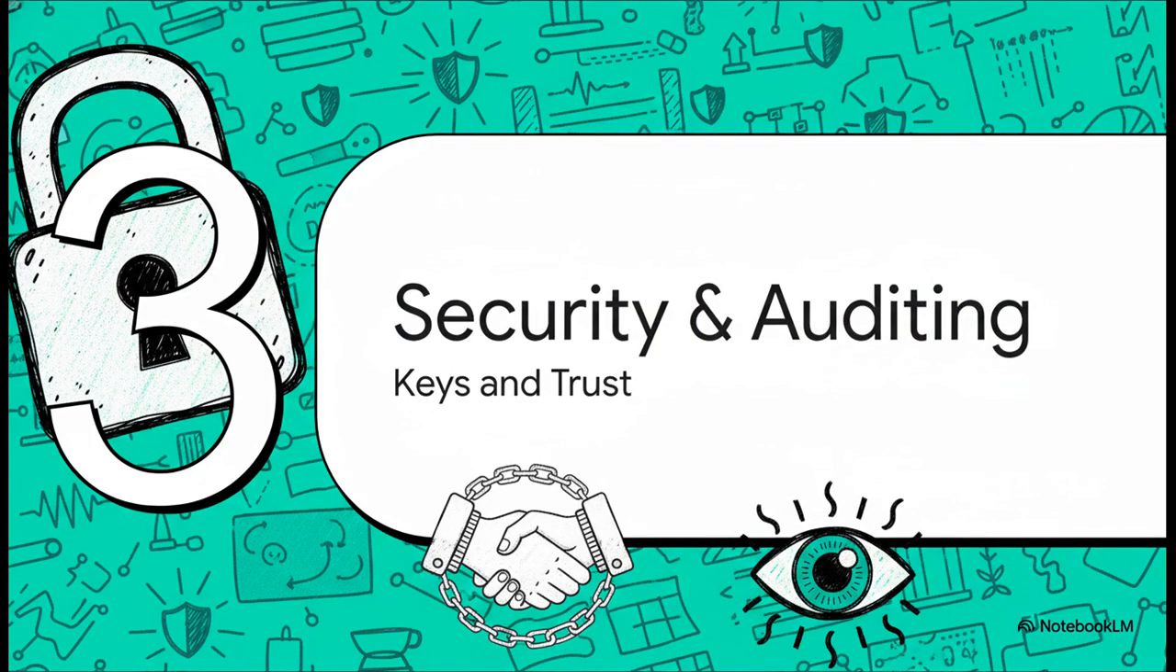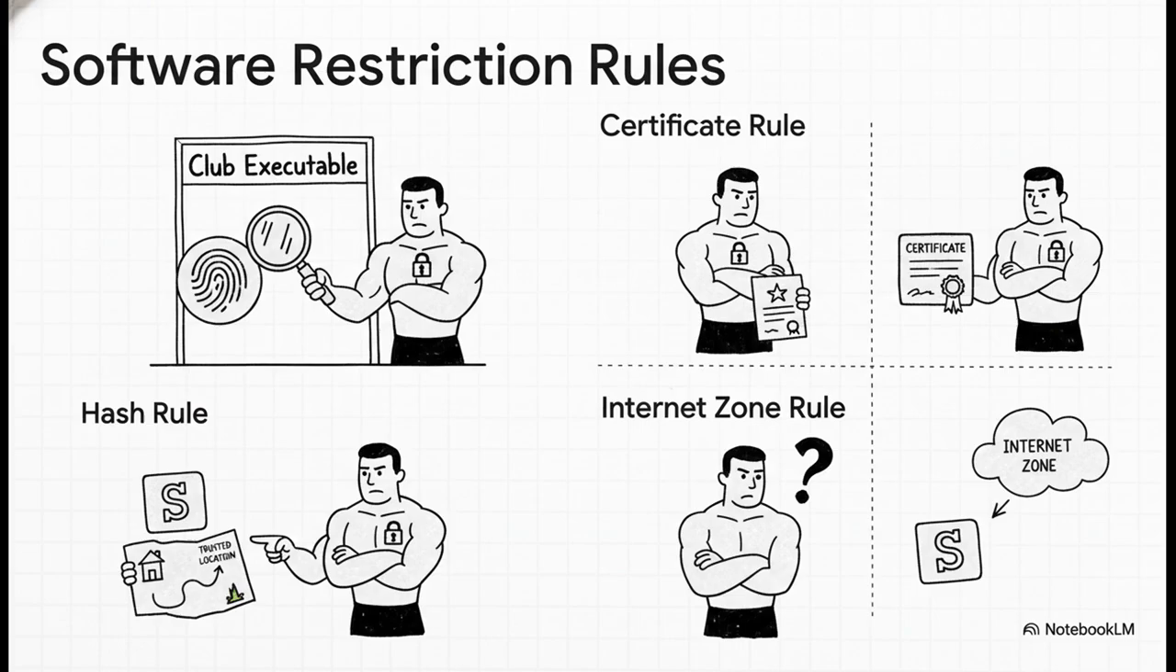All right, let's shift gears and get to the real cornerstone of group policy, security. We're going to cover how you control what can and can't run on your network, the architecture of digital trust, and how you keep an eye on everything that's happening. Think of software restriction policies as the bouncers at the front door of your system. You have 4 rule types. A hash rule is the most secure and specific. It uses a file's unique digital fingerprint. Next is a certificate rule, which trusts software based on its publisher.